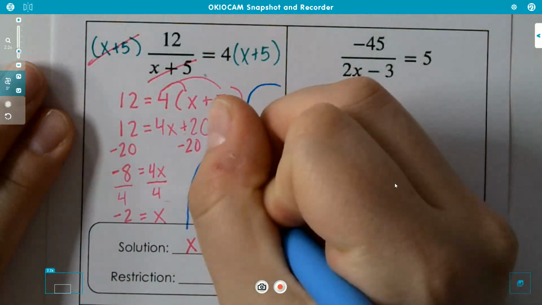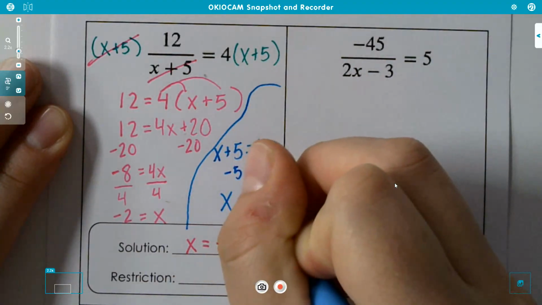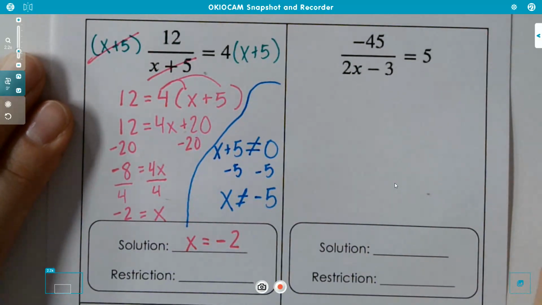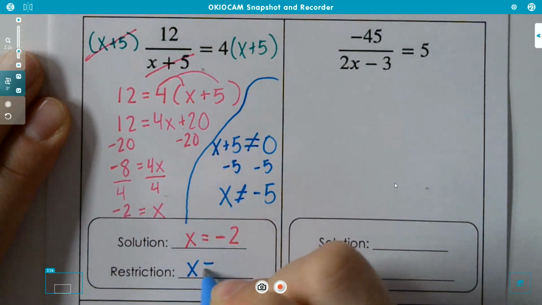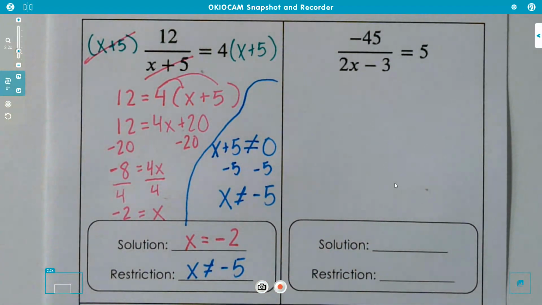I'm going to subtract 5 from both sides. I'm going to say x cannot equal negative 5. Because 0 minus 5 is negative 5. And so that will be my restriction. X cannot equal negative 5. Hey, any questions right now?